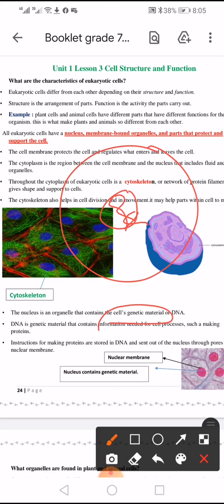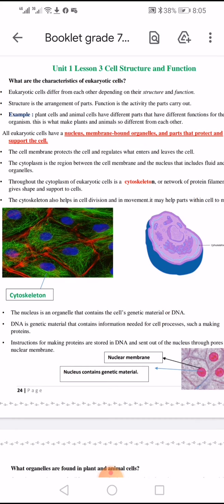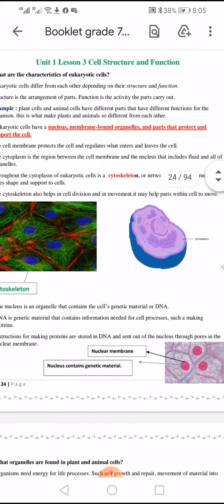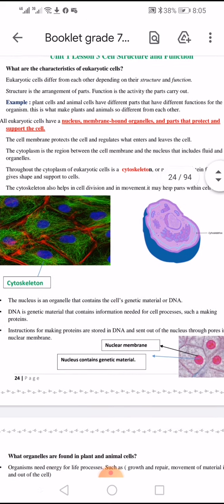DNA is genetic material that contains information needed for cell processes such as making protein. Instructions for making protein are stored in DNA and sent out of the nucleus through pores in the nuclear membrane.